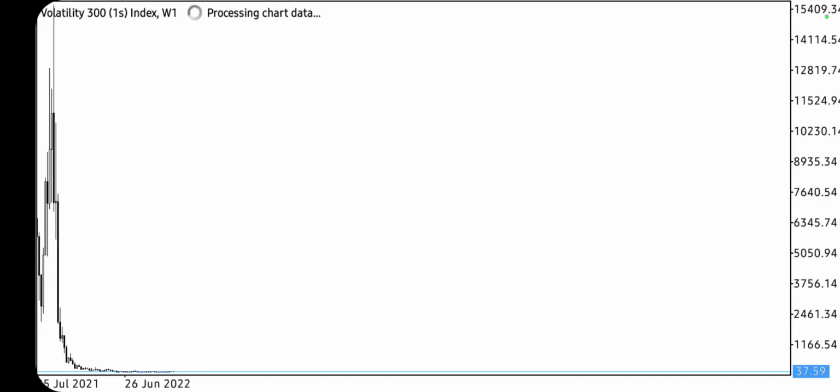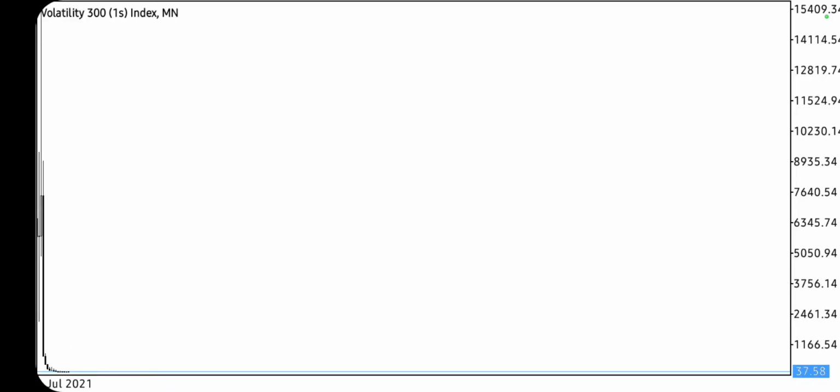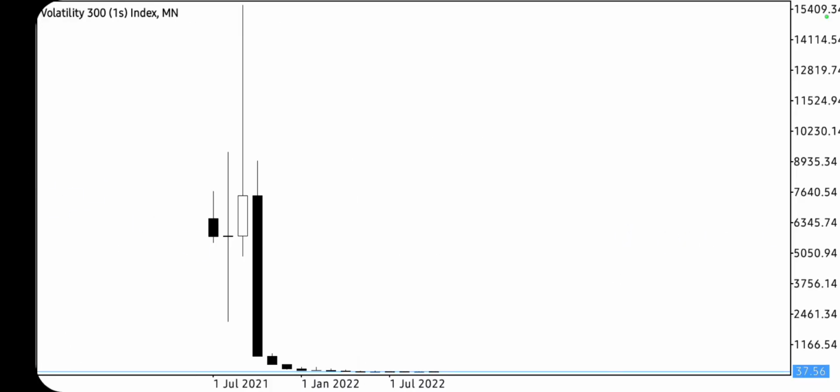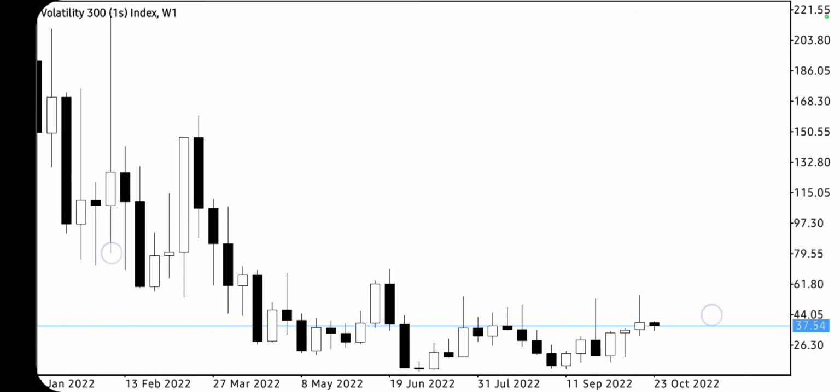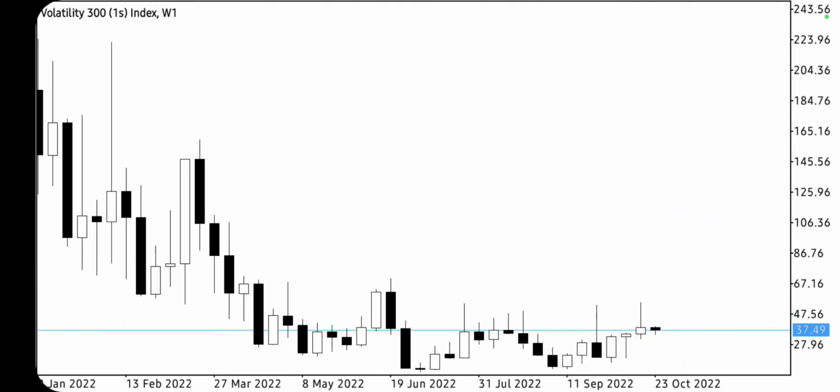So I'm starting from the monthly time frame. There's not much information on the monthly time frame other than the market is in a downtrend. Basically, we broke a monthly low, signifying to us that we are in a bearish move.